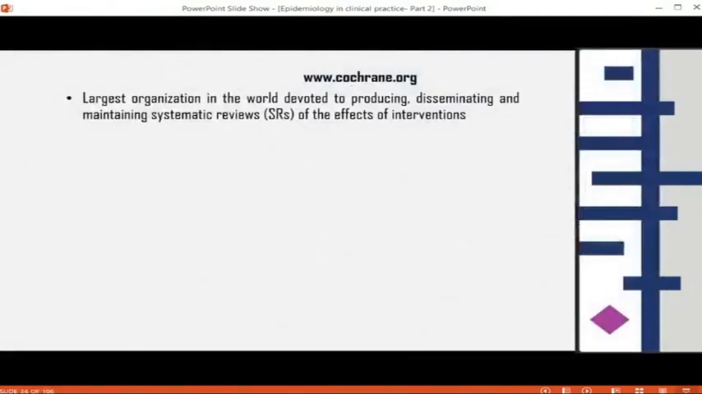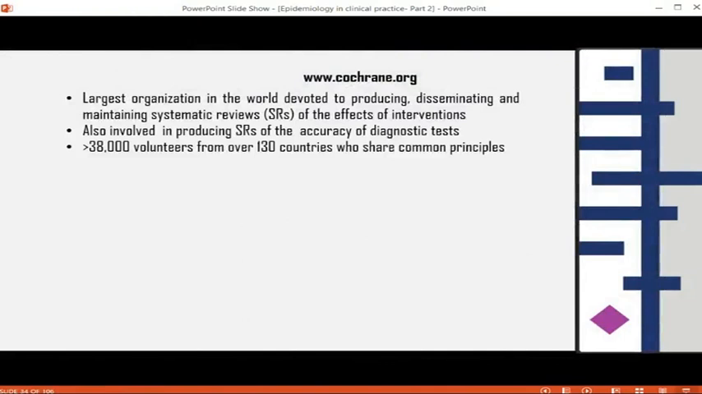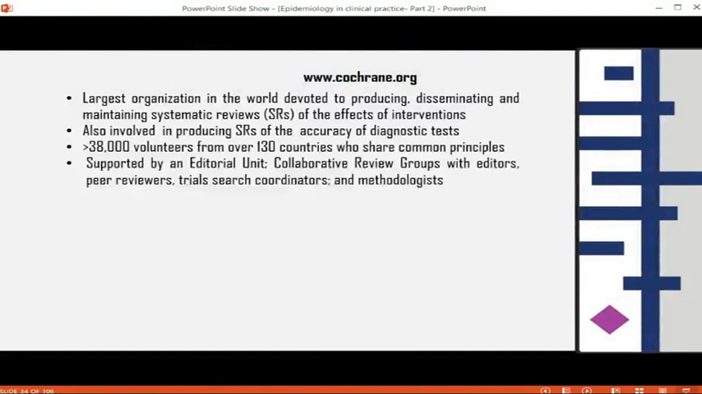It's the world's largest organization devoted to producing, disseminating, and maintaining systematic reviews of the effects of interventions. Now it also does systematic reviews on the accuracy of diagnostic tests. This is largely done by volunteers from more than 130 countries who share the same principle that we need to know what is the truth from all the research evidence. It has a very strong editorial unit and collaborative review groups who help produce these systematic reviews.